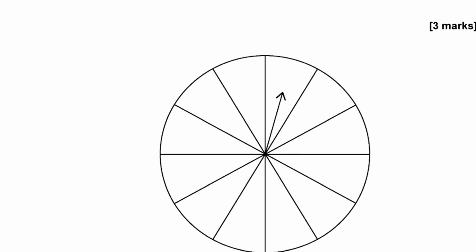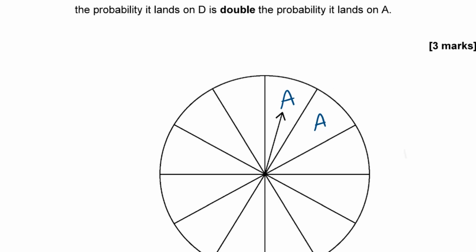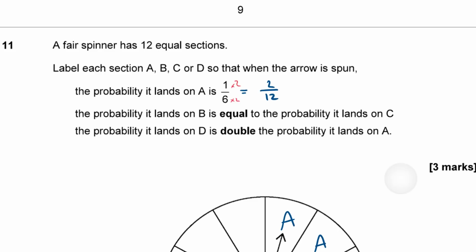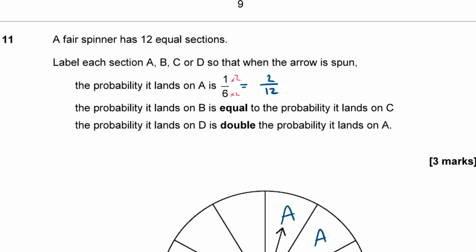So let's take this first one here and say that one must be A and that one must be A. So then I've got 2/12, the probability of 2/12 it's going to land on an A. Okay, so the probability it lands on B is equal to the probability it lands on C. So we just know that B and C must be the same number of sections. And the probability it lands on D is double the probability it lands on A. Well, that one we can do straight away, because I know that 2 times 2/12 is going to be 4/12. So we're going to have 4 D's.